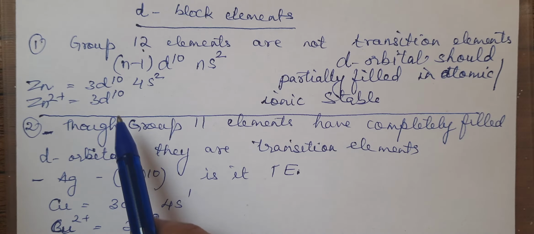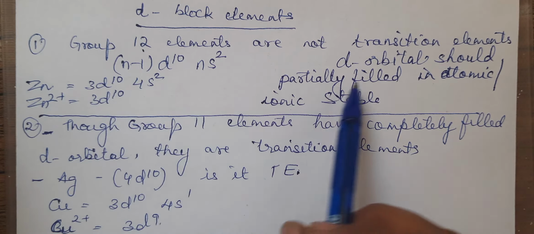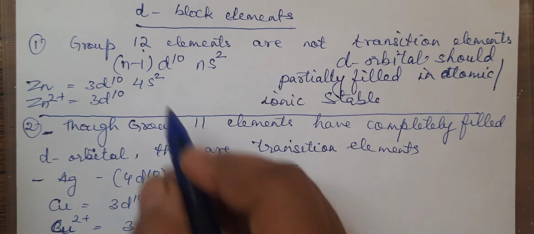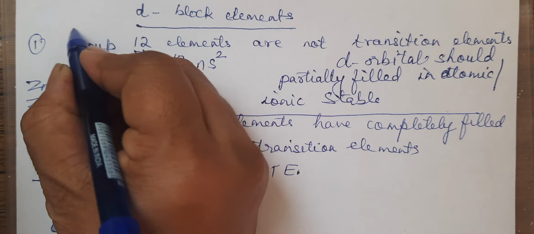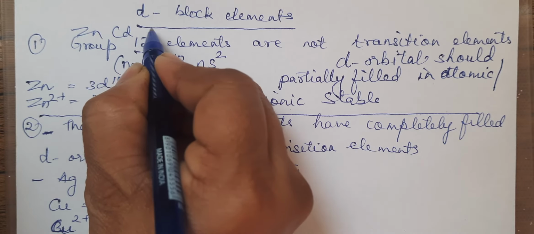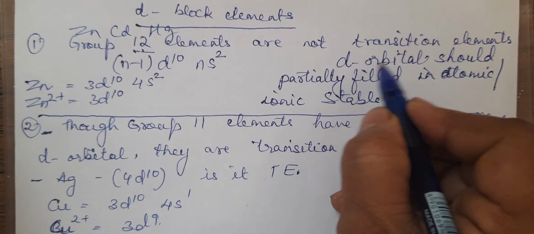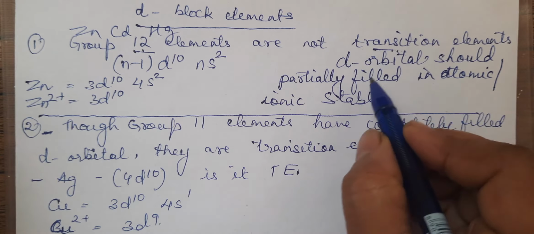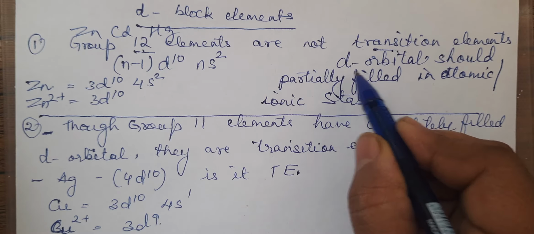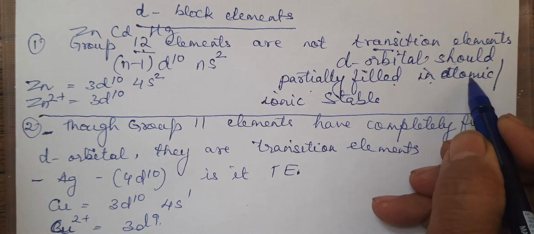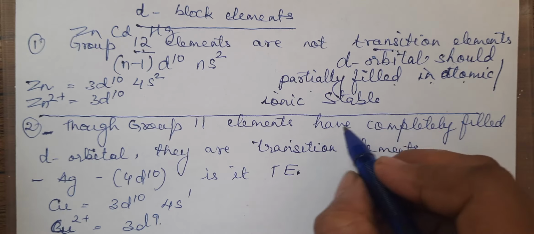See, the first question is: group 12 elements are not transition elements. Why? Now, group 12 elements means we are talking about zinc, cadmium, mercury. They are not transition elements. Now, first we should know what are transition elements. Transition elements are those in which d orbital is partially filled in atomic or in ionic state.